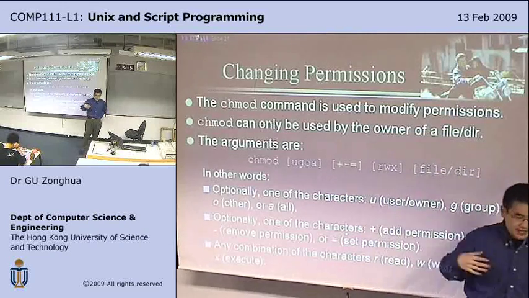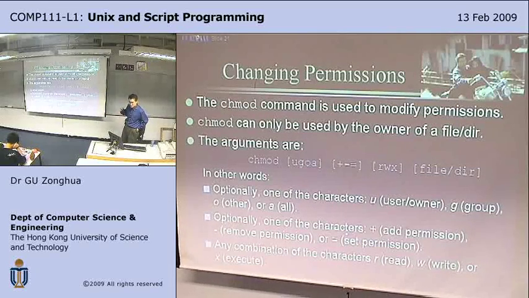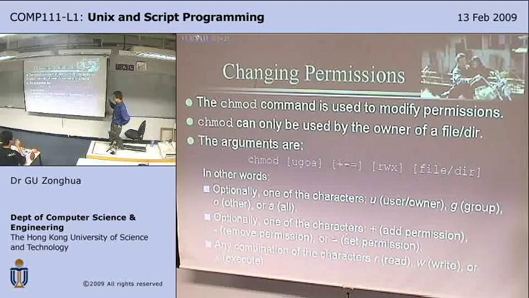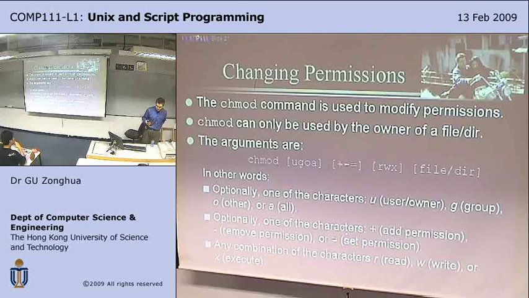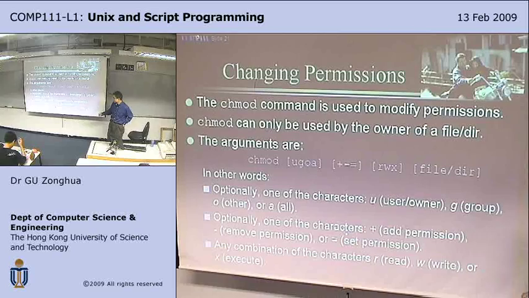which means that you're changing the permission for the user, for the owner. G stands for you're changing permissions for the group as a whole. O stands for you're changing permissions for others. And A stands for you're changing permissions for all, including the U, G, and O. And optionally, one of the characters, like plus means add permission, minus means remove permission, and equal means set permission. And finally, you have combinations of read, write, or execute, RWX.